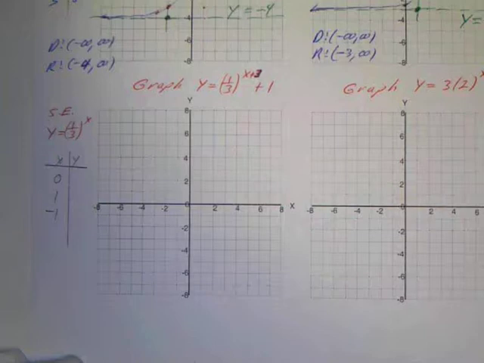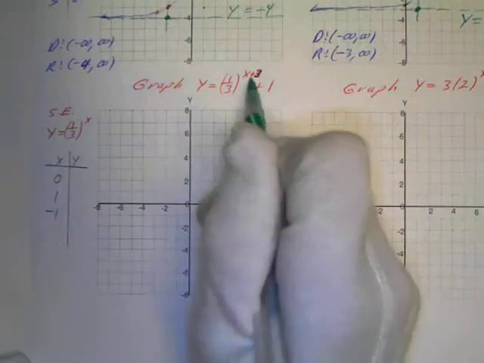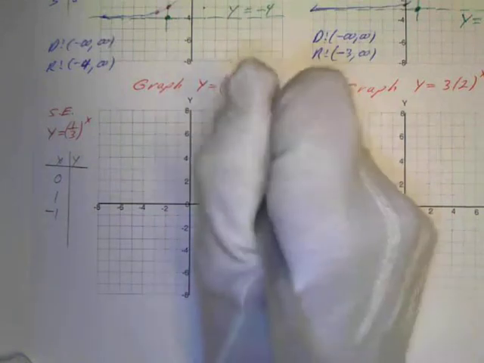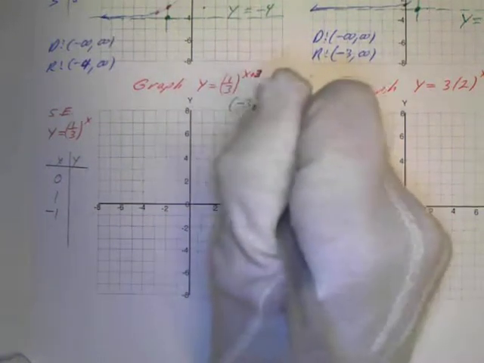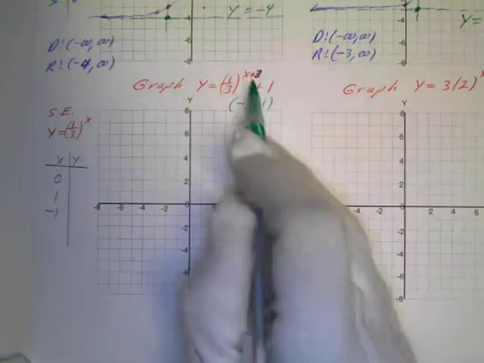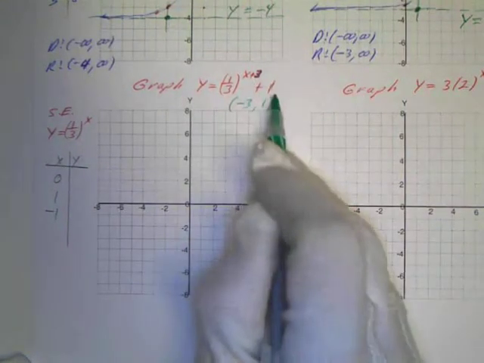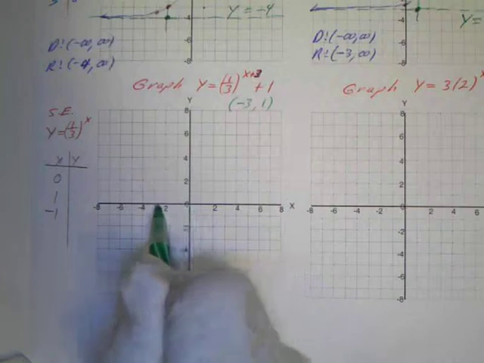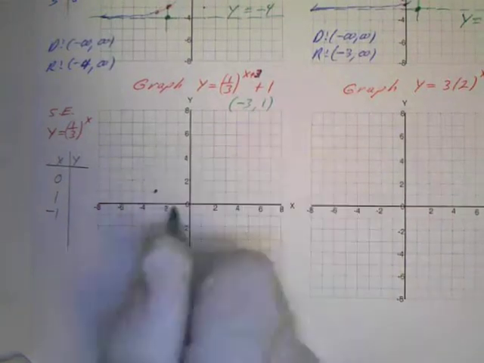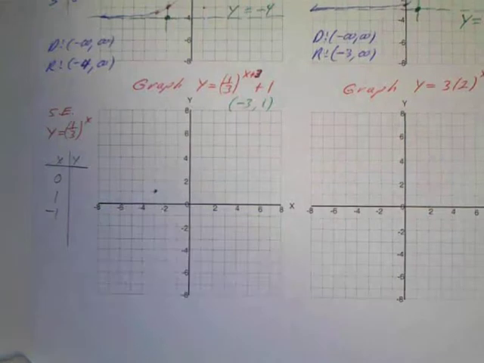So again, let's take a look at our shift. Our shift is going to be -3, +1. That's my new zero. I'm going 3 to the left and up 1. So 1, 2, 3 to the left and up 1, and there's my new zero. -3, 1.